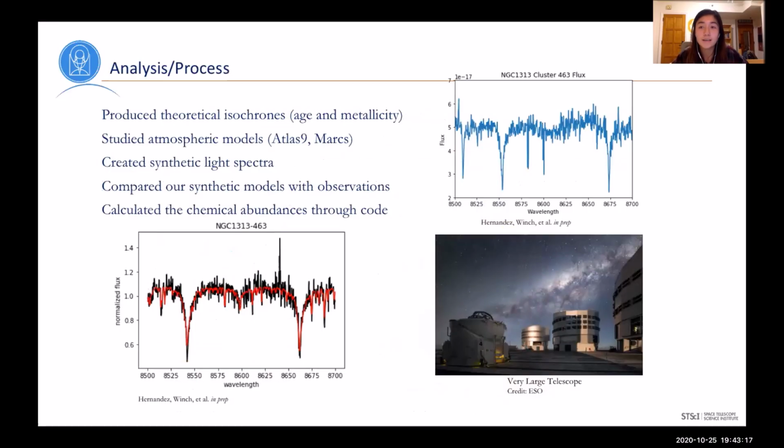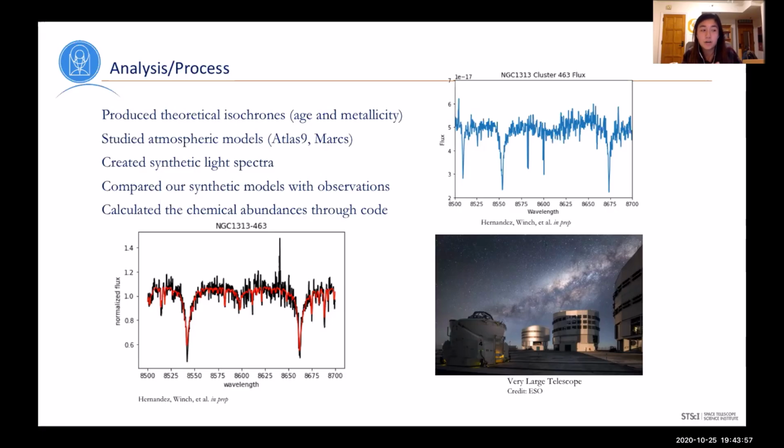So on to our analysis and our process. Our data came to us mostly in the form of a wavelength versus flux diagram. After we produced these theoretical isochrones, we used them to extract information on the stars within the cluster. We're able to gather information such as luminosity, flux, effective temperature, radius, and more. We're then able to use this information to compute atmospheric models, where we used software such as ATLAS9 or MARCS, depending on the temperature of the star.